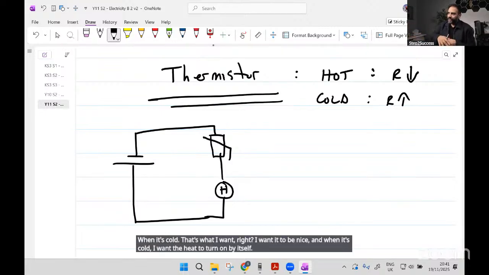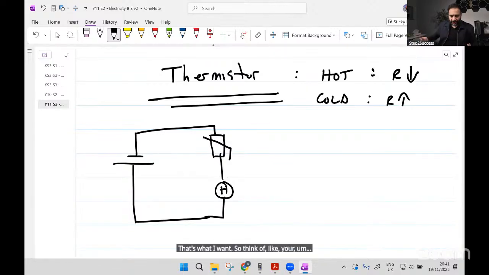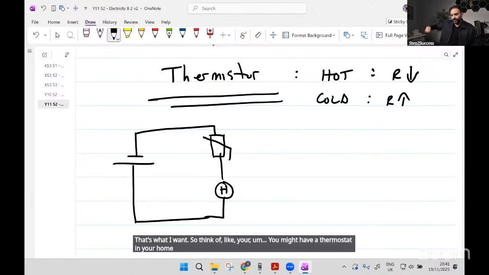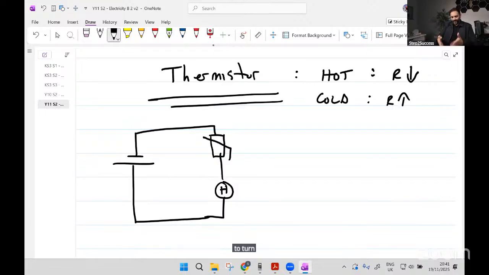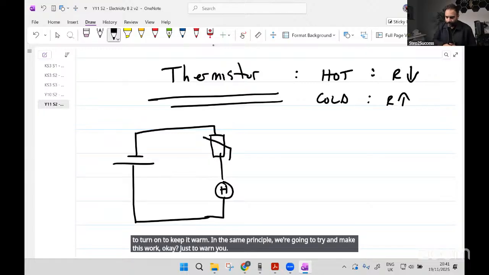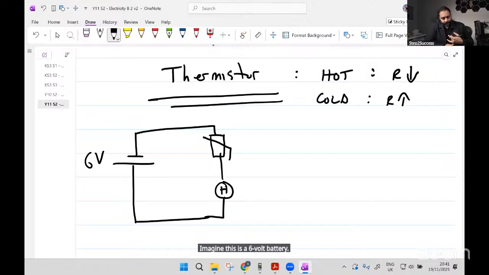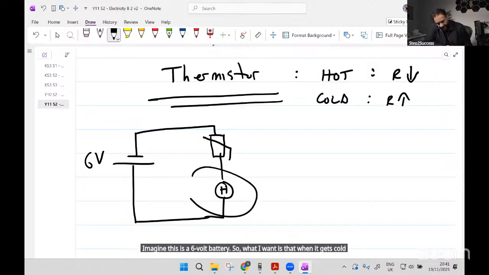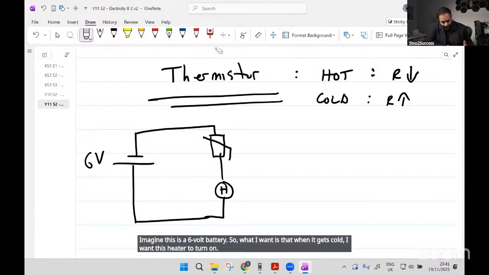That's what I want. So think of like you might have a thermostat in your home, which turns on when it gets quite cold in the house and it'll turn on by itself. Or your car, you can set the temperature and when it gets cold enough, it'll turn on to keep it warm. In the same principle, we're going to try and make this work. Okay, just to warn you, this isn't going to work. Imagine this is a 6 volt battery. So what I want is that when it gets cold, I want this heater to turn on. Okay, that's what I want to happen.